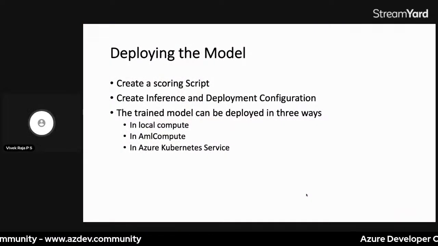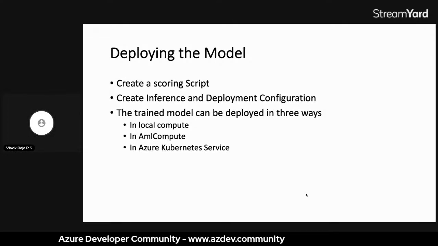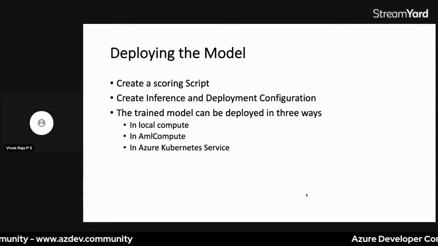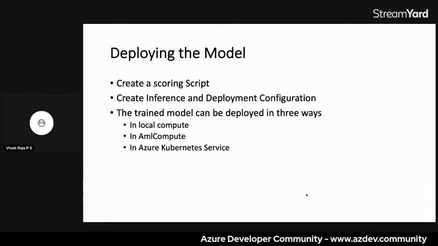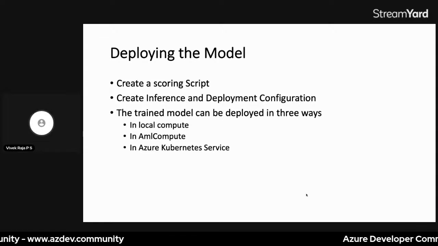When it comes to deploying a model, as usual, you have to create a scoring script. There is a particular format for a scoring script, covering how to load your model, how to do the prediction, and what the inference and deployment configuration will be. Inference is where you make a prediction from that model, and deployment is where you decide which VM to use, what its configuration should be, and how to actually deploy the model. There are three ways to do it.